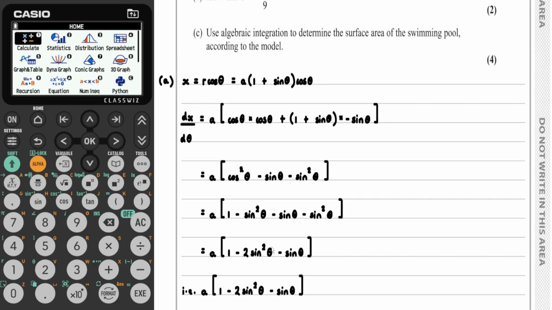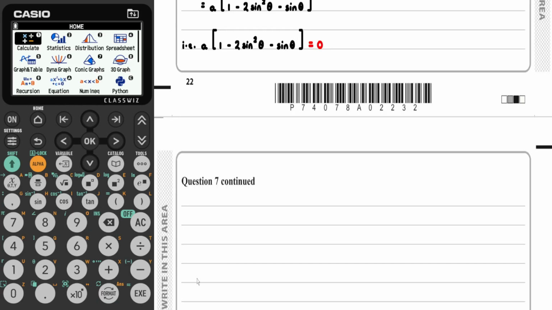We now have to set this equal to 0 because we are focusing on the tangents being perpendicular to the initial line. If we divide through by a, we will be left with 1 - 2 sin squared theta - sin theta = 0, from which we would have sin theta equaling 1/2 and sin theta equaling -1.